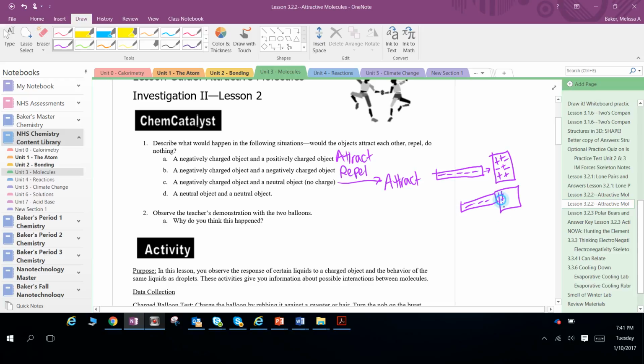The positive charges kind of line up, the negative charges get pushed to the back. Will it be as attracted as a totally negative object and a totally positive object? No, but there will definitely be an attraction there because of this. A neutral object and a neutral object, though, for our purposes right now, will not do anything.